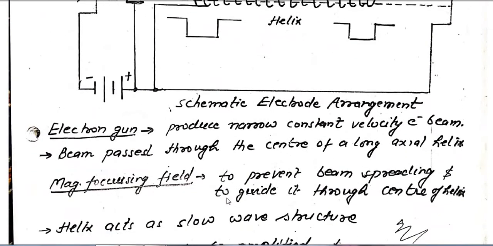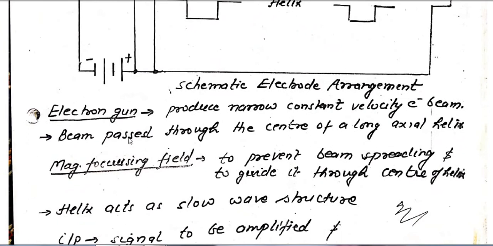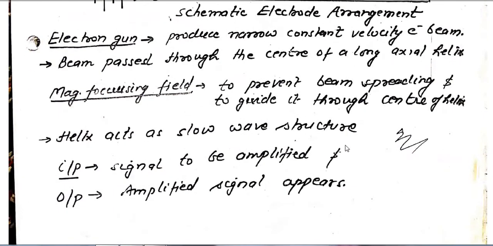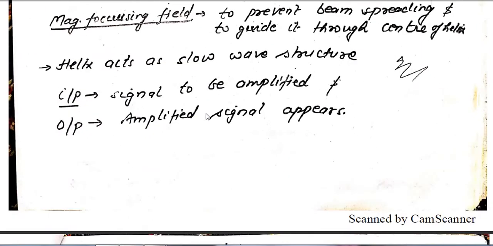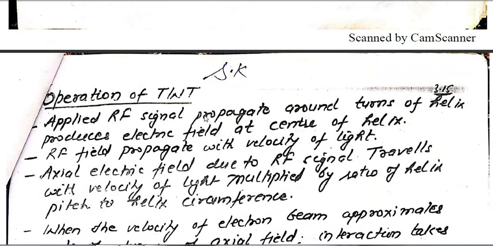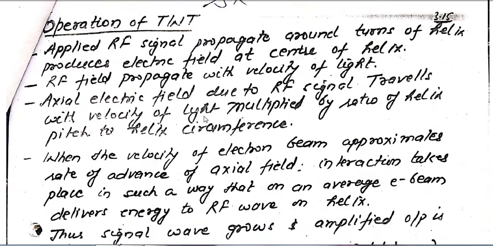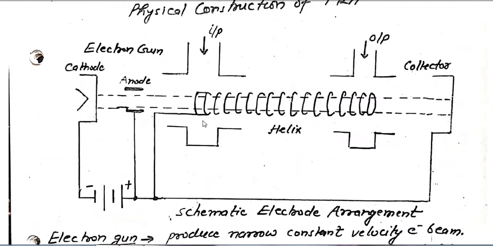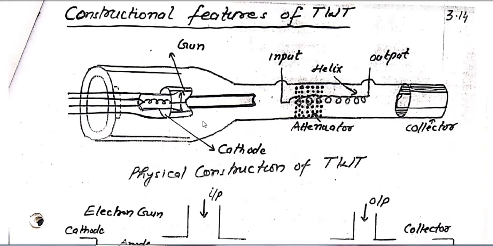So this I have already told. The electron gun is going to produce the narrow constant velocity electron beam, and the function of the magnetic focusing field and so on. Now, coming on to the operation part of this TWT. As we see in this diagram, from this diagram we are going to see how this TWT is going to operate.